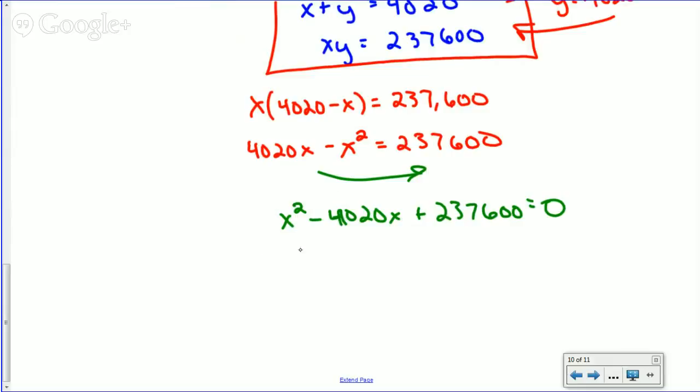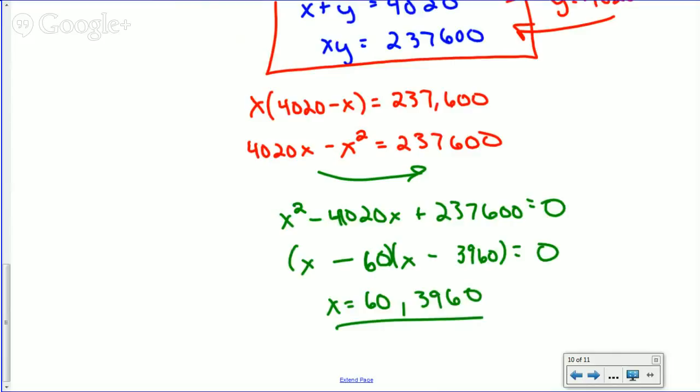Okay, so if I factor that, or start making a list of factors if you want to do it the long way, factors of this number that add to 4,020 are 60 and 3,960. Signs the same, they're both negative. So x is 60 and 3,960.